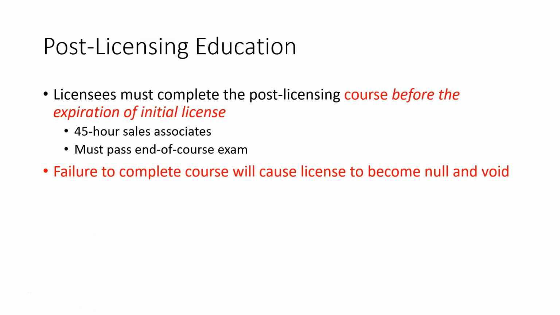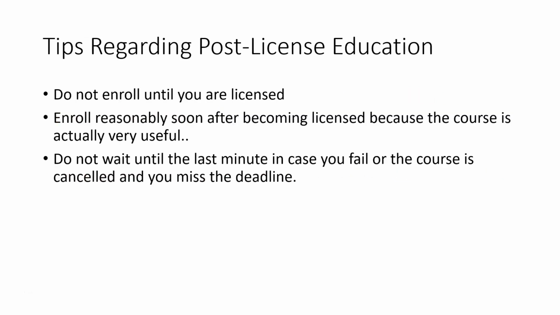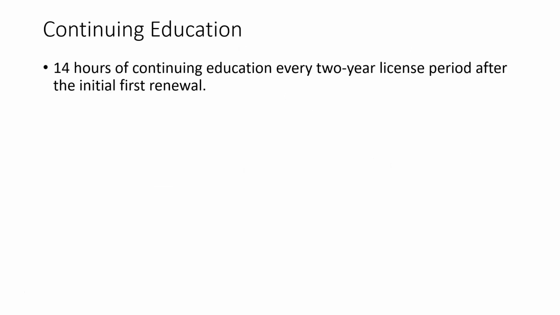For post-licensing education, you must complete within the first renewal period a post-licensing course of 45 hours for sales associates. You must pass the end of course exam, and failure to complete this course will cause your license to become null and void, and you have to do the course and the state test again. Tips regarding the post-license education: do not enroll until you are licensed, and enroll reasonably soon after becoming licensed, because the course is actually very useful. Do not wait until the last minute in case you fail and you miss your deadline. After that, 14 hours of continuing education are required every 2 years for your license period after the initial first renewal.